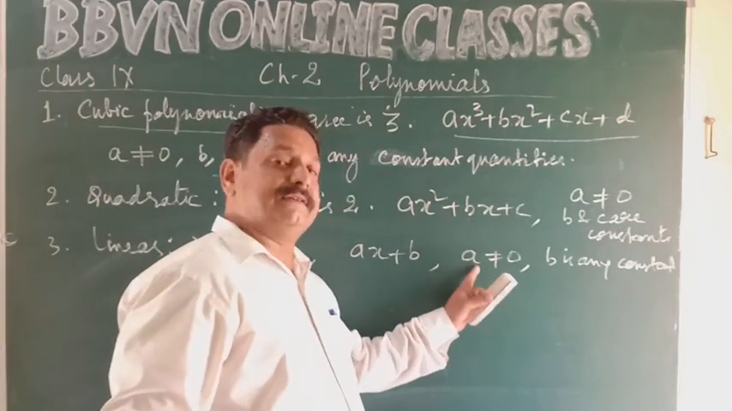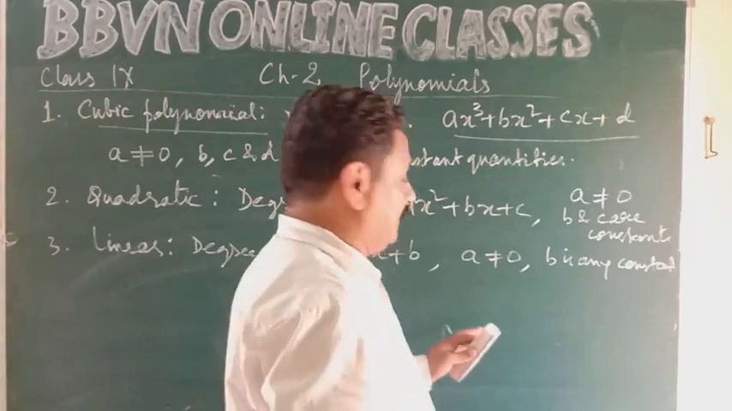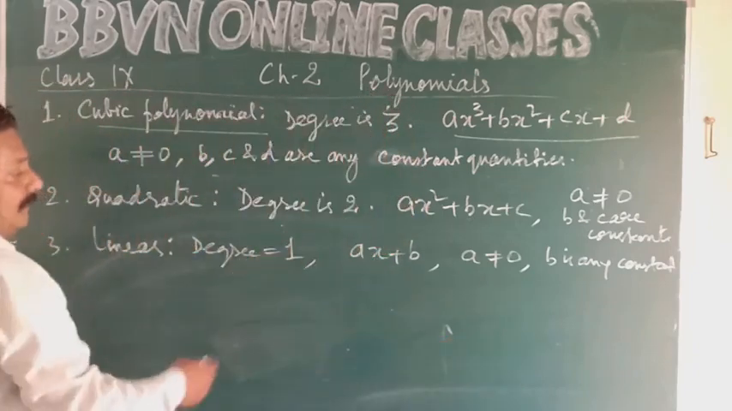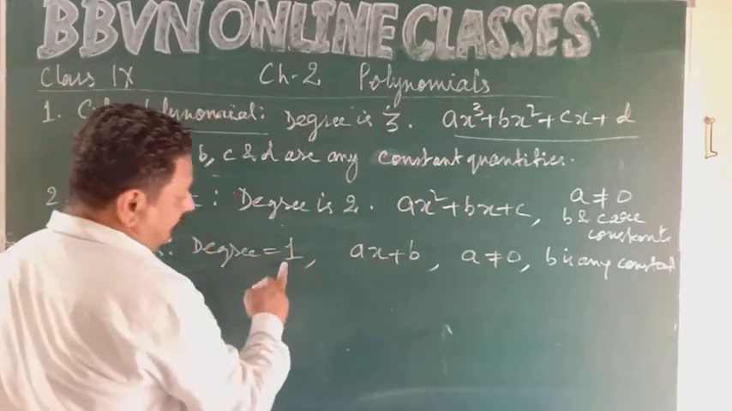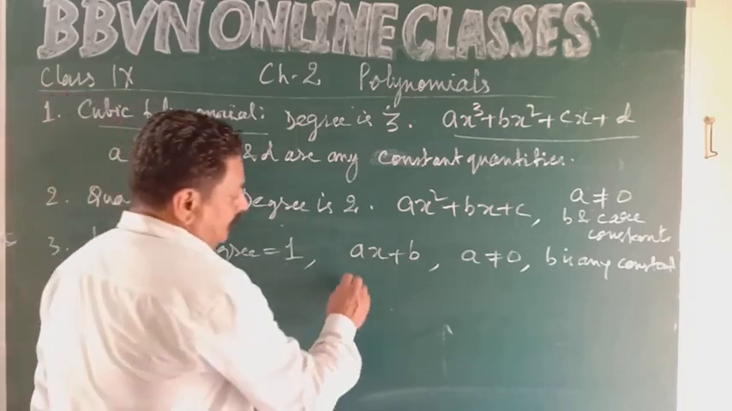In this also A is a non-zero constant. A is any constant other than 0. Right? So this is a linear polynomial. How many terms can it have? Degree is 1. So 1 plus 1, 2. It can have maximum 2 terms.